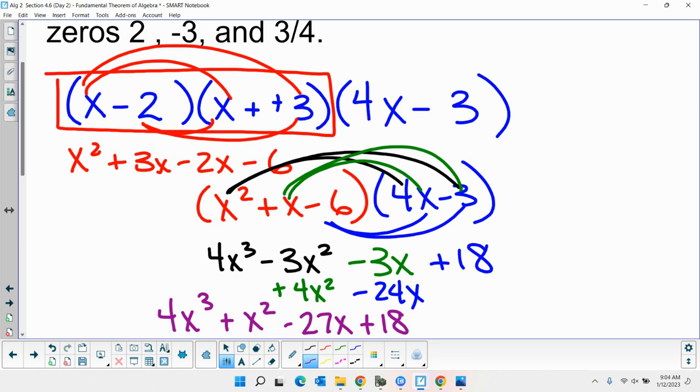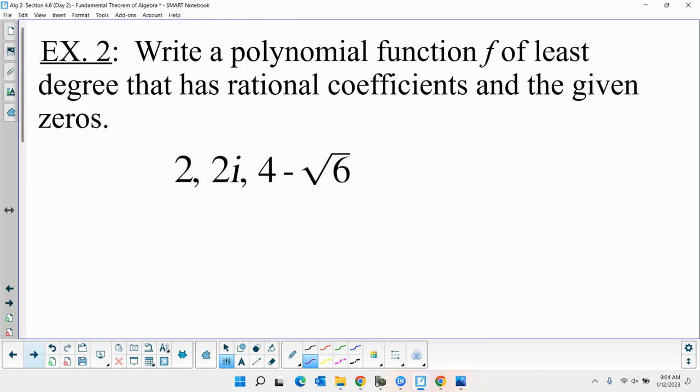Okay? Now, what happens if they tell you there's an imaginary 0? How do I get the answer? Okay? So let's look at the second one here.